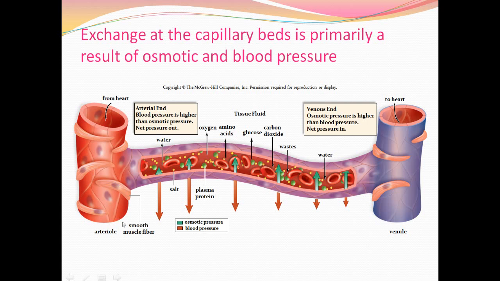Here's the arteriole, here's the venule, here's the capillary, and the capillary has blood. These are red blood cells, and there are other molecules in there. Out here would be tissue, these would be cells. At the artery end, things get dropped off. At the venous end, the osmotic pressure is higher, so there are more solutes in here. This is hypertonic, and it's going to pull things into the blood vessel. So things are dropped off at the artery end and picked up at the venous end.